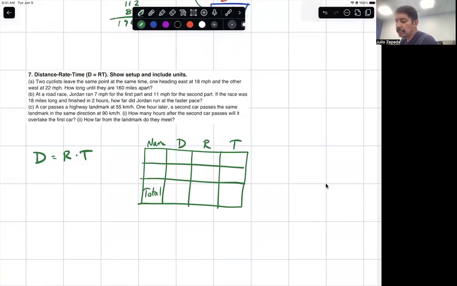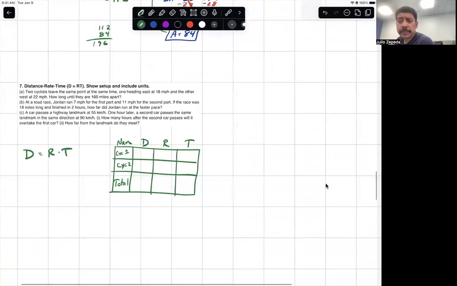It says two cyclists leave the same point at the same time, one heading east at 18 miles per hour and the other west at 22 miles per hour. How long until they are 160 miles apart? So we'll call this cyclist number 1 and cyclist number 2. Usually there's a couple different quantities. You can name them differently. So cyclist 1, cyclist 2.